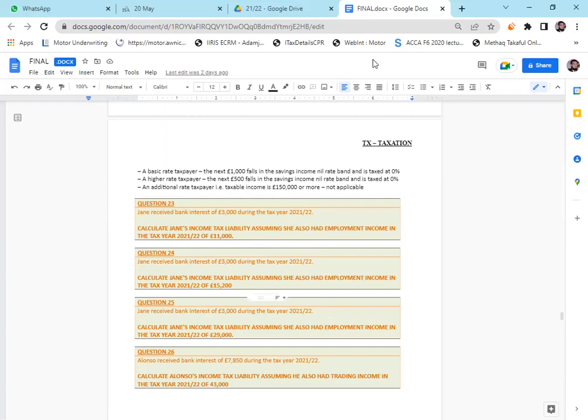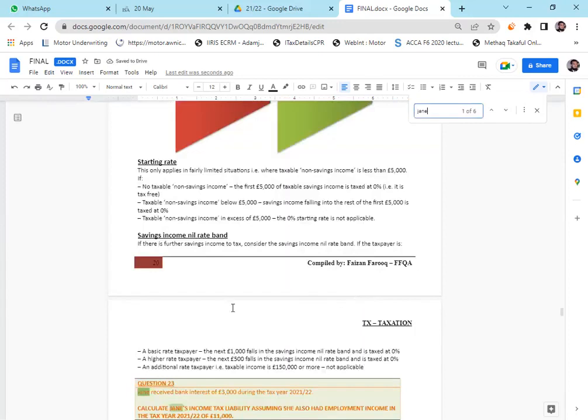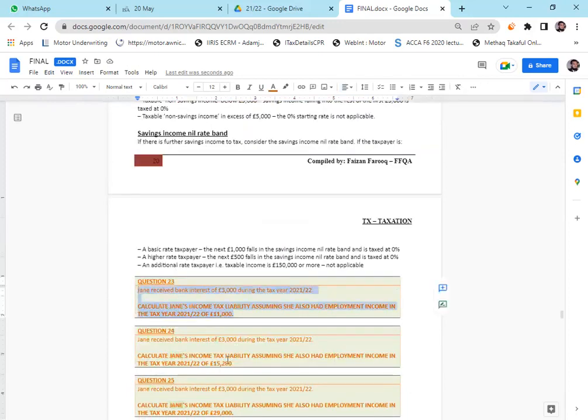So now we have a small question. Jane received some bank interest, and she has other income, meaning her employment income, which is also given to us. First thing, is employment income a savings income or a non-savings income? Non-savings income. Okay, now we will solve the question.